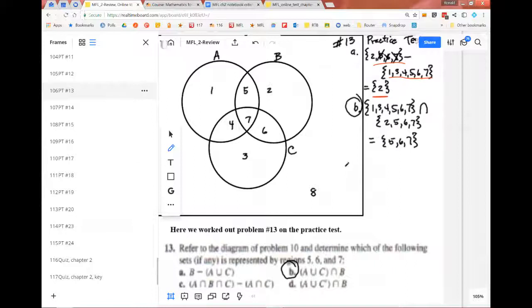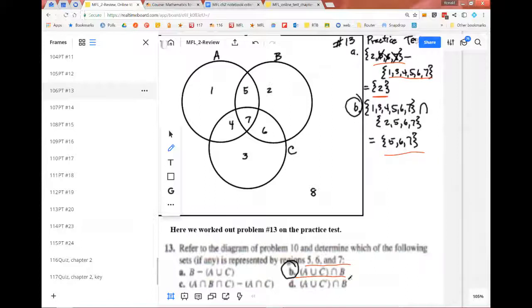Okay, now is that the answer, part A? I got a 2. No. 2 is not equal to 5, 6, and 7, so that's not it. You follow? Yes. Okay, part B. A union C intersect B. A union C, that's that 1, 4, 5, 7, 6, 3 thing. Only this time we're intersecting with B, which is 2, 5, 7, 6. What do they have in common? 5, 6, and 7. Bingo!